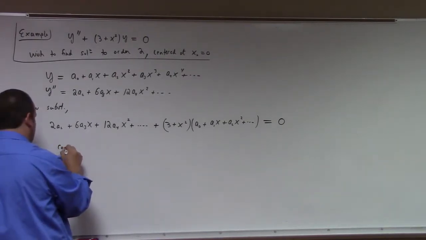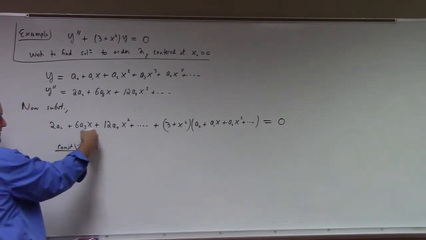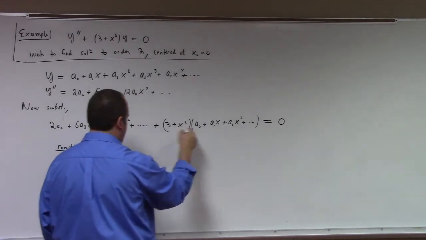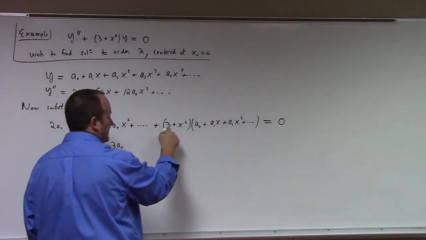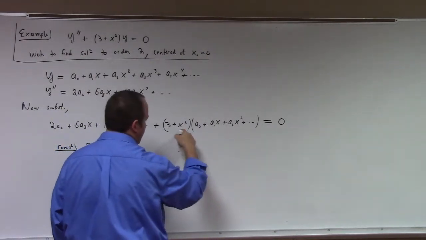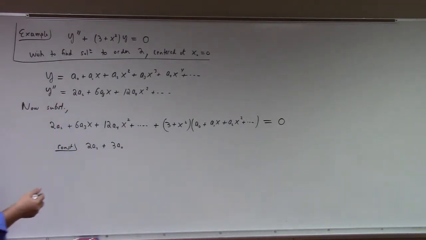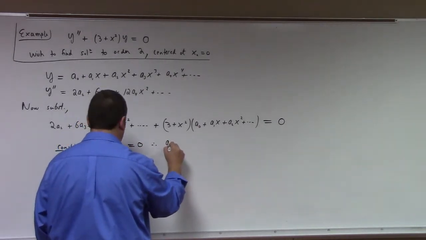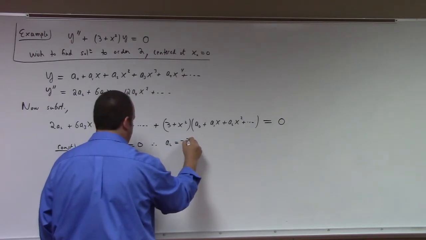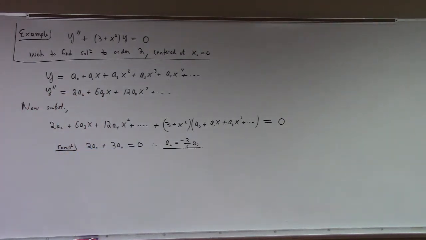How about the constants? I've got 2a2 sitting there. Over here, 3 times a0. Anything else? No, since 3 times any of the rest has an x, and x^2 times anything has an x. So these are the constant terms, and that has to be equal to 0. Therefore, a2 is minus 3/2 a0.